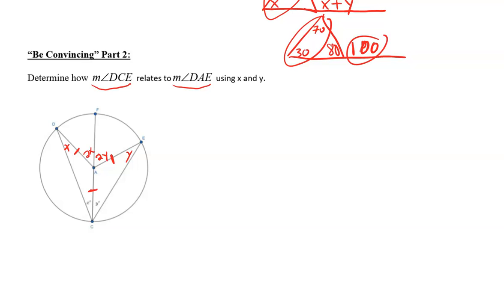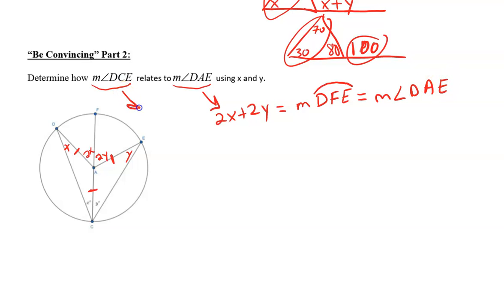So there's a relationship now that if you look at DAE, DAE has a measure of 2x plus 2y, which is also equal to the measure of the arc DFE. So DFE. And the notation for arcs is literally, we just put an arc above it. And that's also equal to the measure of angle DAE. The measure of DCE is x plus y.